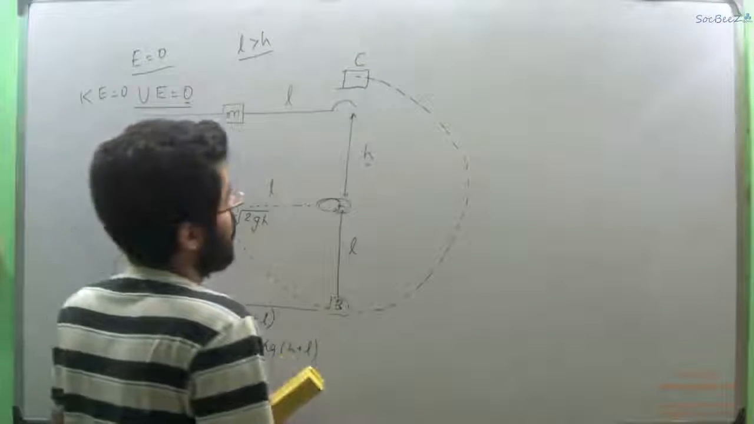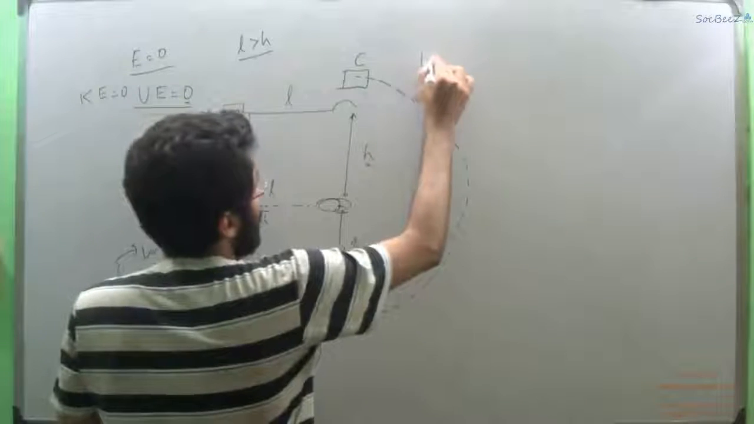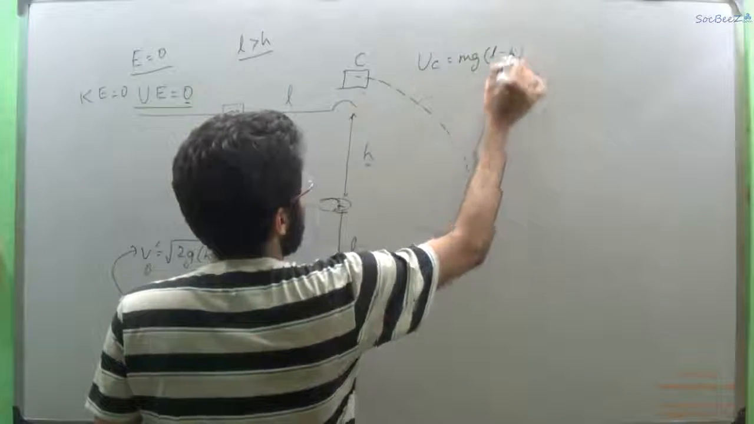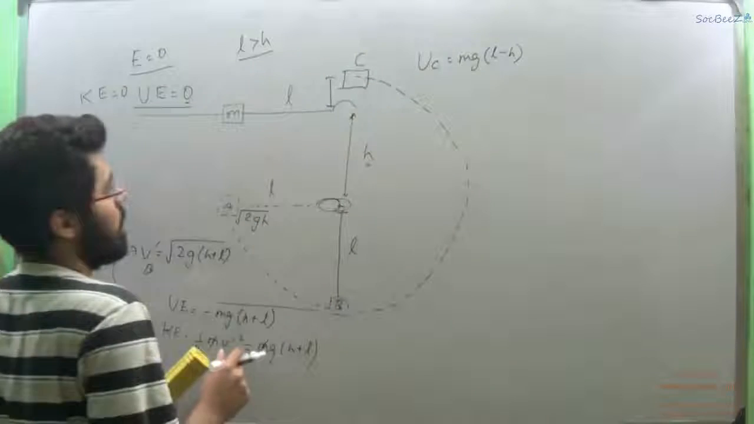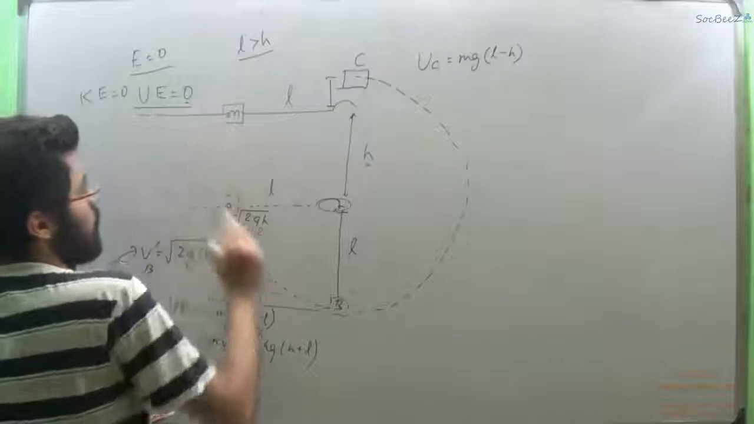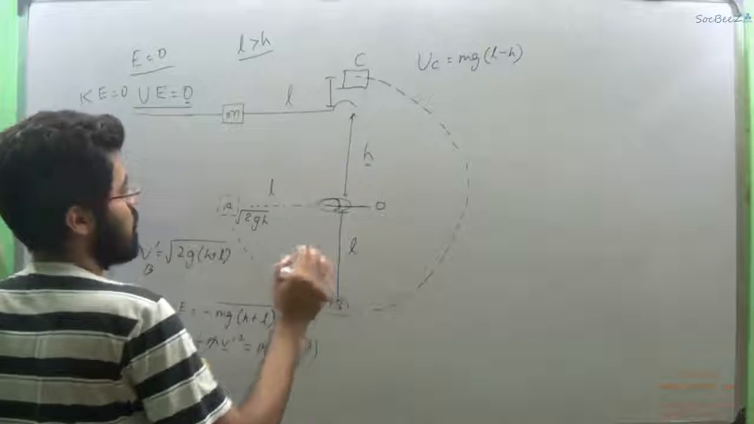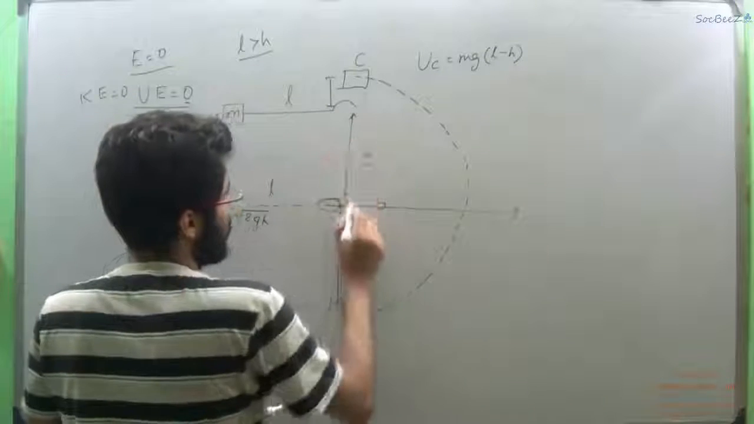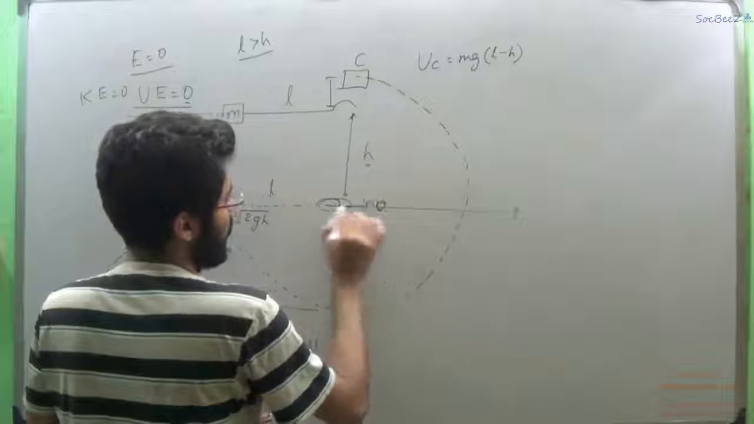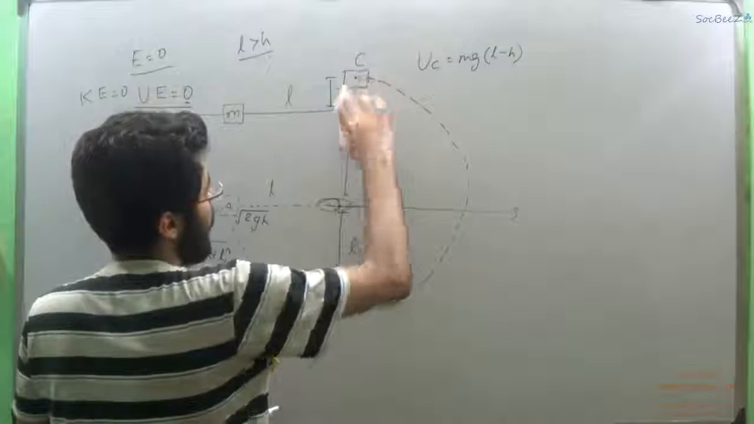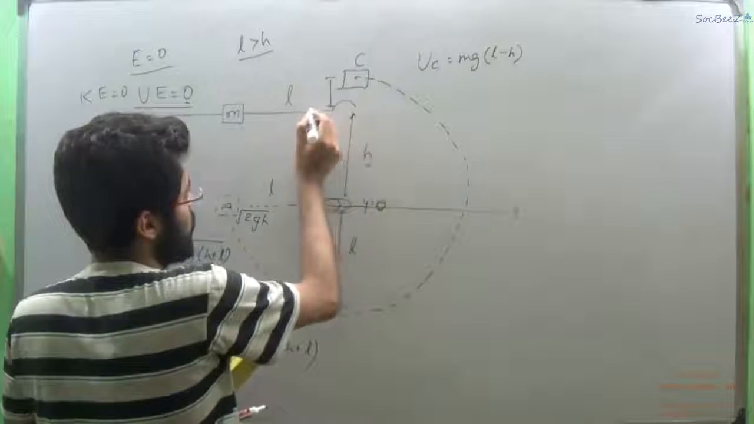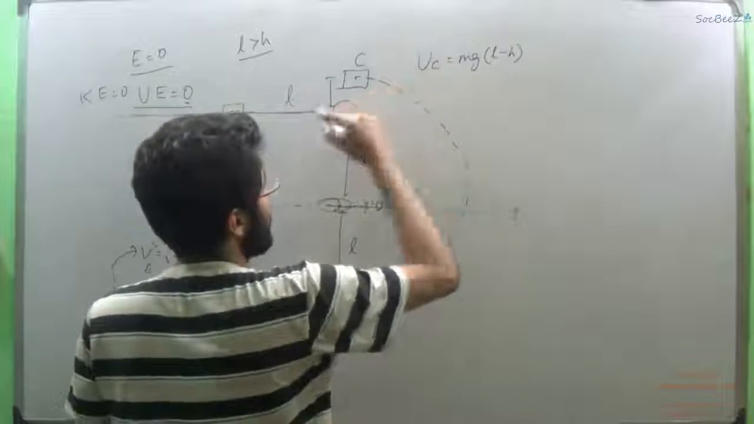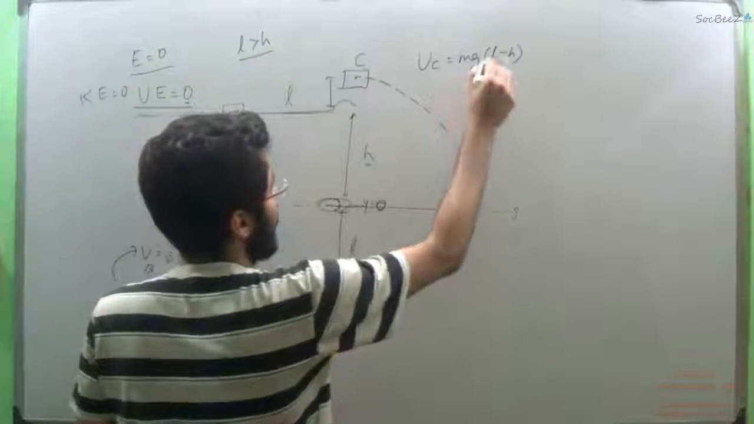So at C, what will be the potential energy? Potential energy at C will be mg(L minus H). So this is the difference, L minus H. Up to H it was 0. So this is the zero position, because we are calculating height from here. So this is our axis system. We are calculating our height from here. So y is equal to 0 at this point. At this position y will be equal to L minus H, because we are calculating potential energy from this frame. So potential energy will be plus, because it is at a height above it, so it will be plus mg(L minus H).